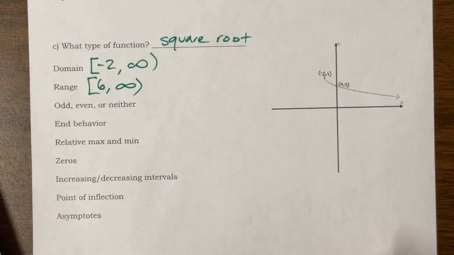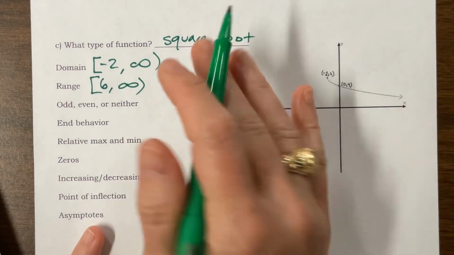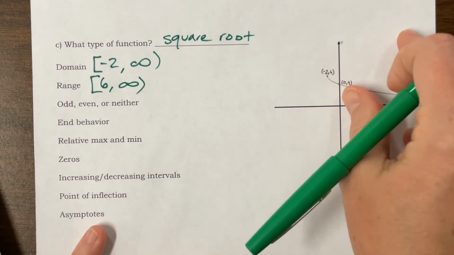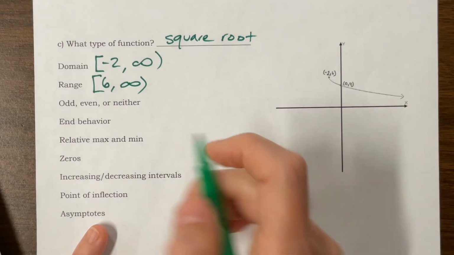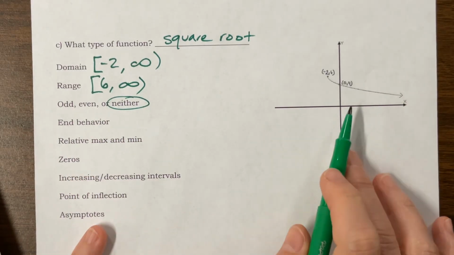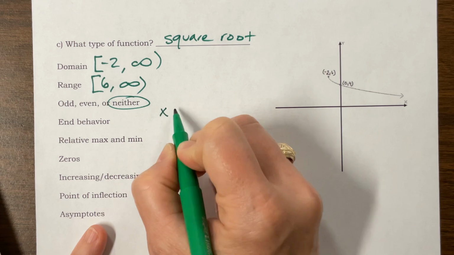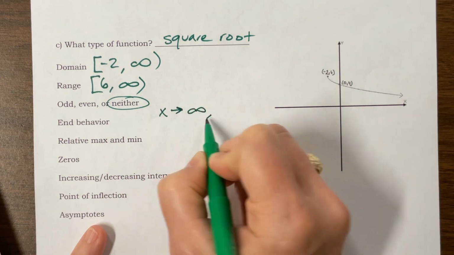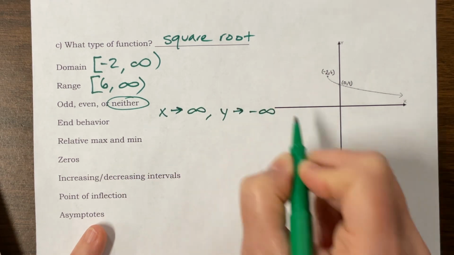If I had symmetry over the x-axis, it wouldn't be a function. Okay, no. Do I have symmetry? What happens in quadrant 1 also happens in quadrant 3? No, so it's neither. End behavior: as x goes to positive infinity, our y goes to negative infinity.